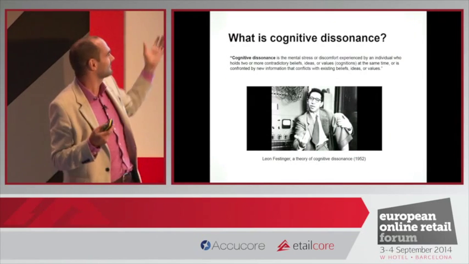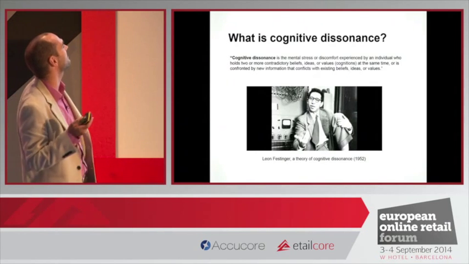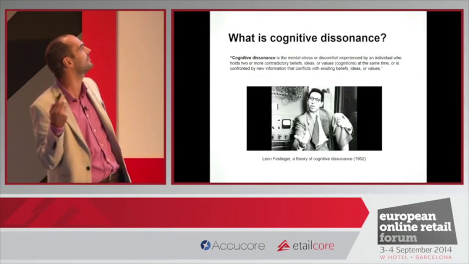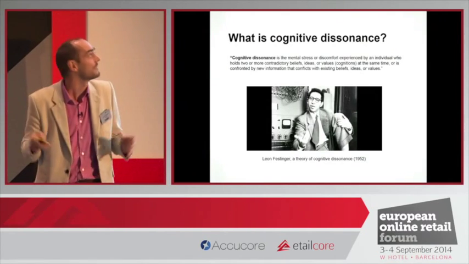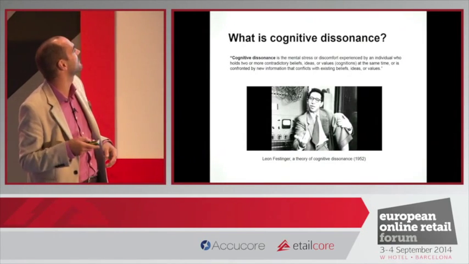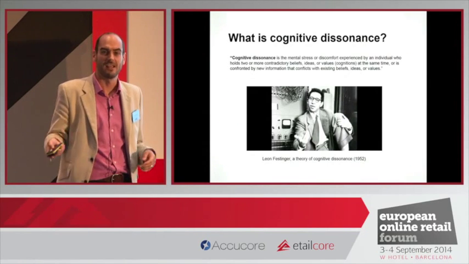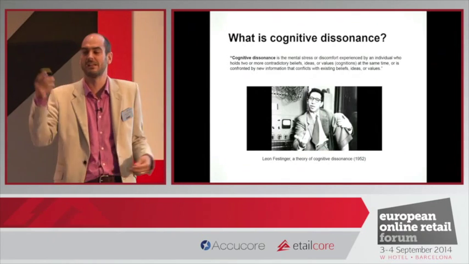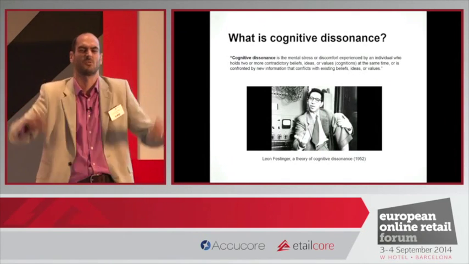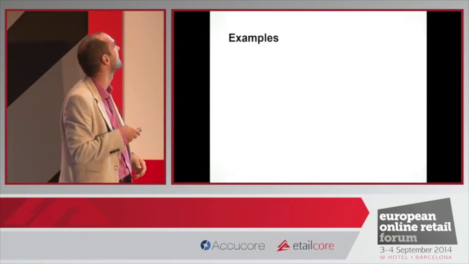Cognitive dissonance, I'll give you the official definition here, is a mental stress or discomfort experienced by an individual who holds two or more contradictory beliefs, ideas, or values. Geek speak, that's cognitions. At the same time, they are confronted by new information that conflicts with existing beliefs, ideas, or values. In layman's terms, it's a hypocrisy headache. If you believe two alternative things, it's going to cause you anguish. It's going to cause mental pain to a degree.